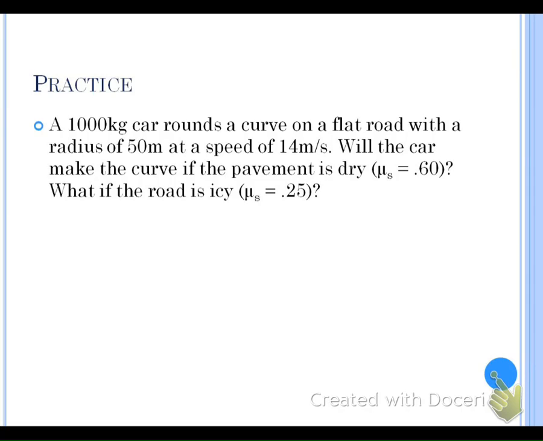So let's take a look at what our free body diagram looks like here. Here's our car. Gravity's pulling down on it. Since it's on a surface, we have a normal force pushing up on it. We're going to have some frictional force pulling us in, frictional force going on the car as it goes around the curve. Okay.